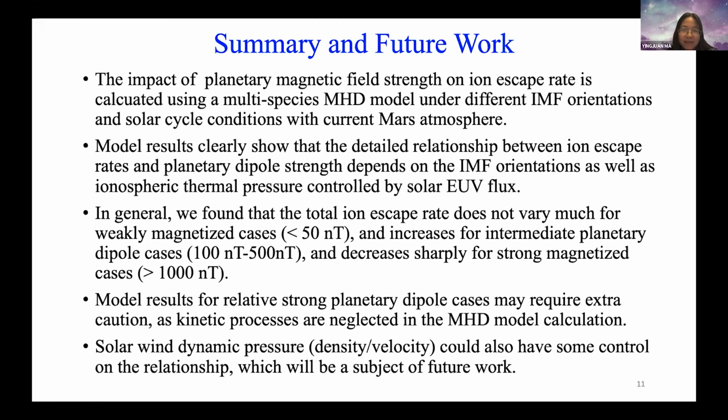Other parameters, such as solar wind dynamic pressure, which came up quite often in previous sessions, could also play a very important role in the relationship. Of course, the neutral atmosphere; in our situation, we use current Mars atmosphere. A different atmosphere could also have some control on the relationship as well. Those will be the subject of our future work.